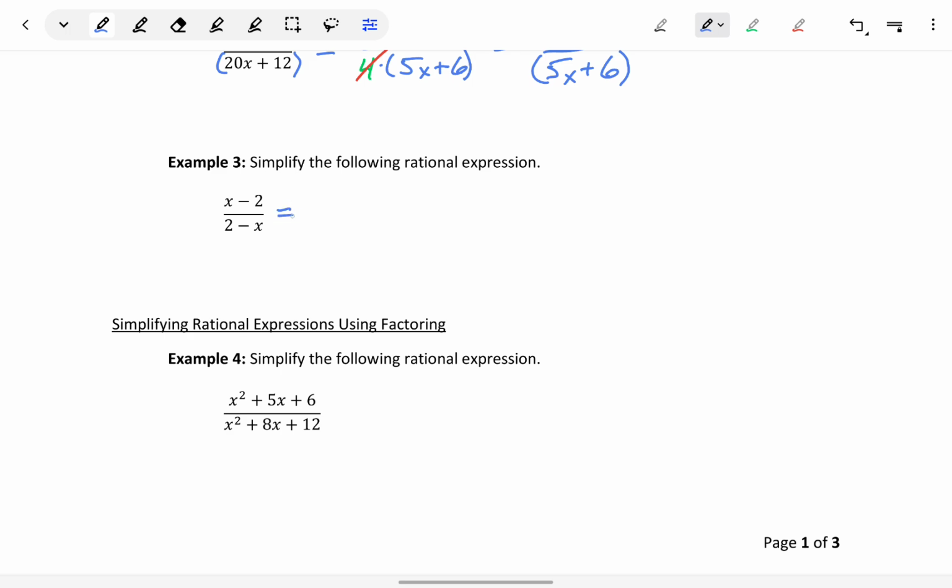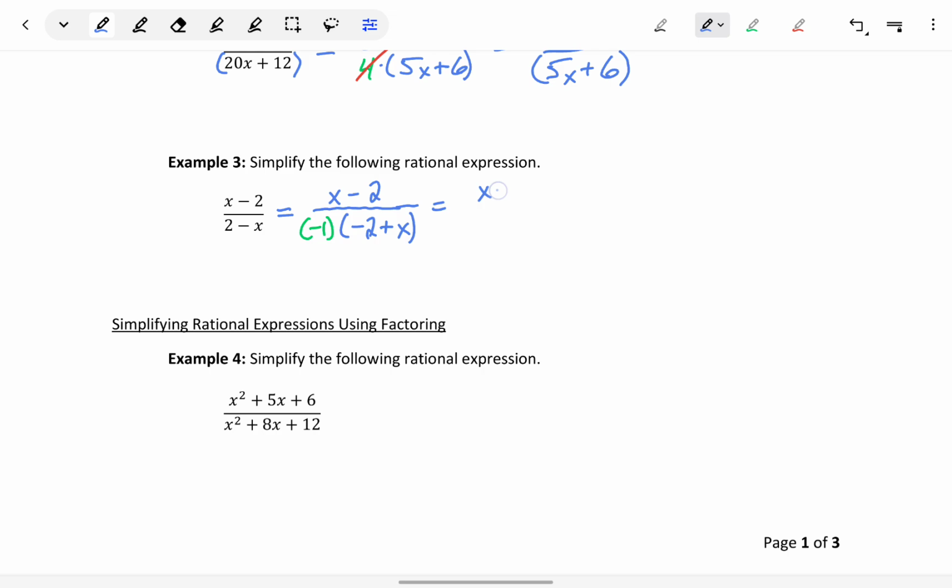In example 3, we want to again factor out a greatest common factor the way we started in example 2. We're going to leave the numerator untouched, but in the denominator, we're going to factor out a negative 1. Because the result of doing that will change this expression in the denominator to negative 2 plus x, meaning we've made that variable term in the denominator positive.